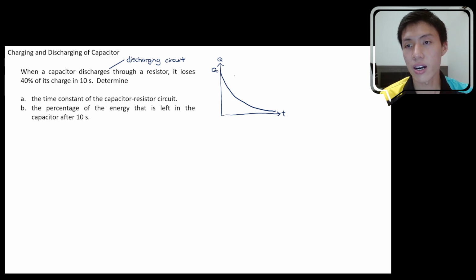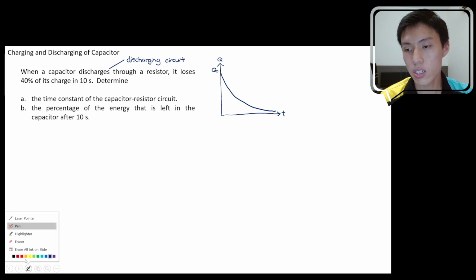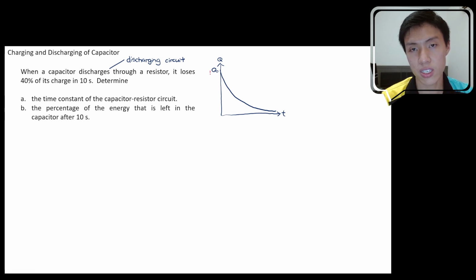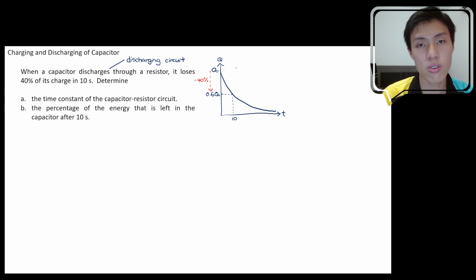Then it says that in 10 seconds, it loses 40% of its charges. You can think of it as if you have already minus by 40%. I believe you are aware that what's left is 60% of the original amount, or the maximum amount. So what's left is 60%, or we can call it 0.6 Q naught. If you check the amount of time it takes to drop until 0.6 Q naught, that's 10 seconds.